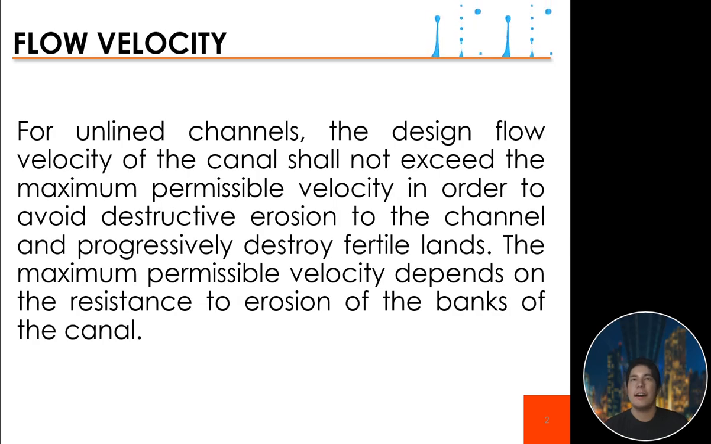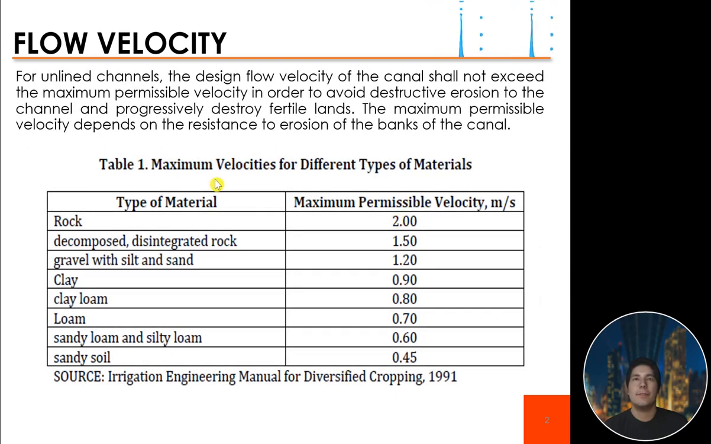Flow velocity. For unlined channels, the design flow velocity of the canal shall not exceed the maximum permissible velocity in order to avoid destructive erosion to the channel and progressively destroy the fertile lands. The maximum permissible velocity depends on the resistance to erosion of the banks of the canal. These are the maximum velocities for different types of materials taken from the Irrigation Engineering Manual for Diversified Cropping in 1991. We have the different types of materials and the corresponding maximum permissible velocity. Permissible meaning yung parang allowable niya. Bali dito naka-meter per second siya.